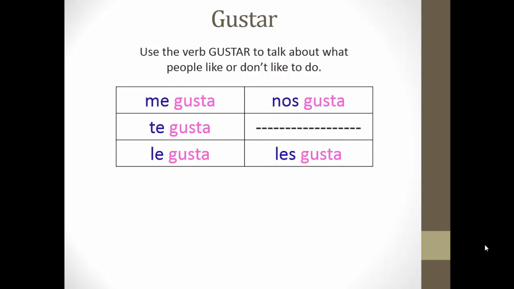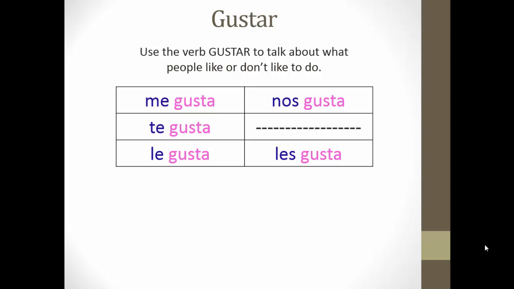Here is our chart for saying what people like and don't like to do. If you want to say I like, you say me gusta. You like is te gusta, and remember that is informal you. Le gusta can mean you like, formal, he likes, or she likes. Nos gusta means we like, and les gusta can mean you guys like or they like.